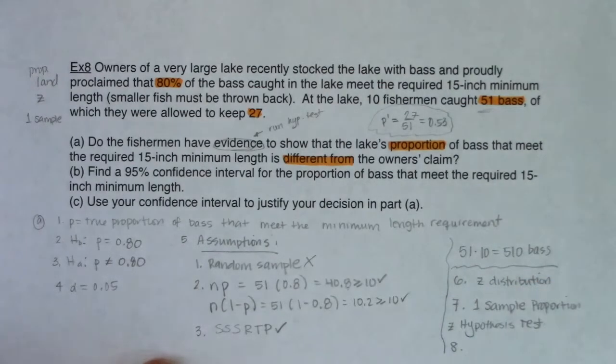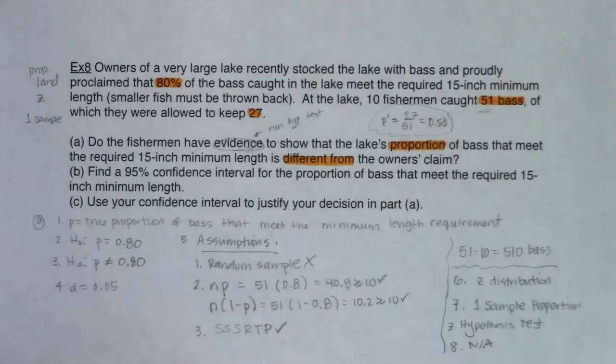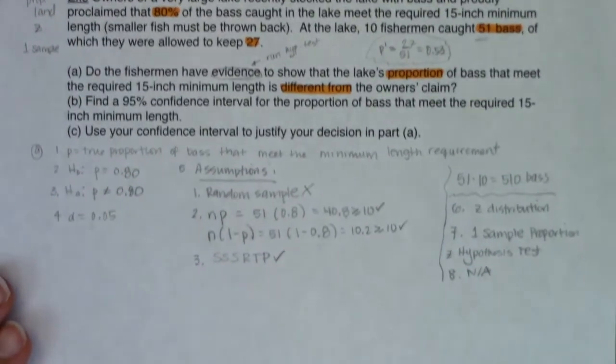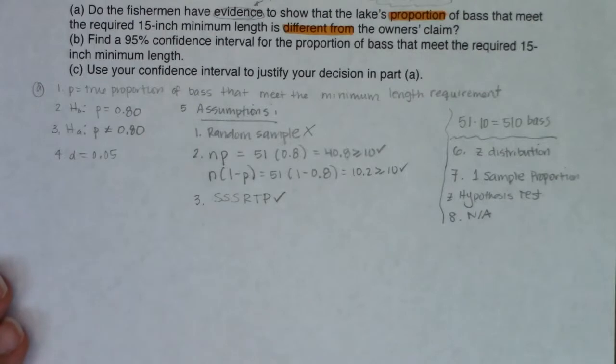Step eight is degrees of freedom. And we've said it before, but when you're in proportion land, there are no degrees of freedom. So this is not applicable. Okay. So we're almost done with our setup. All right, I'm gonna scoot this up. So step nine is to actually go get that test statistic with just the formula. So let's take a look at the formula.